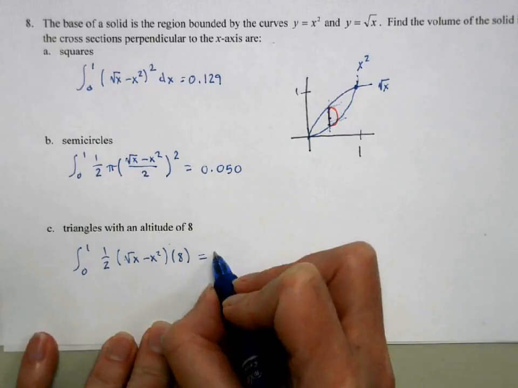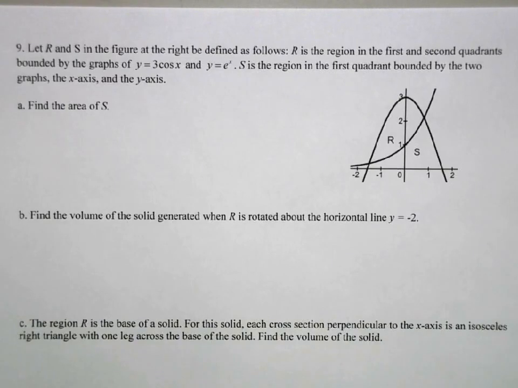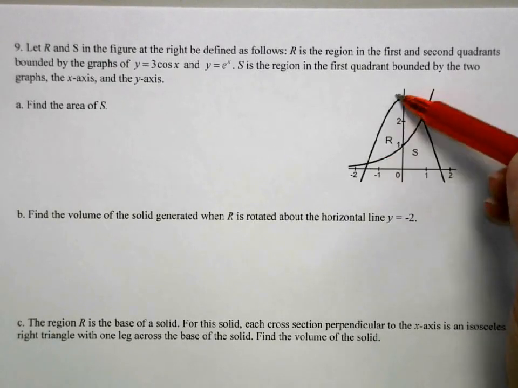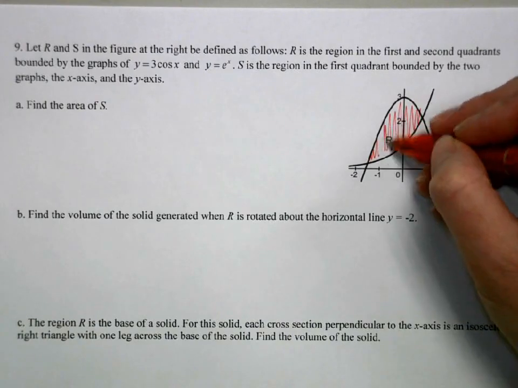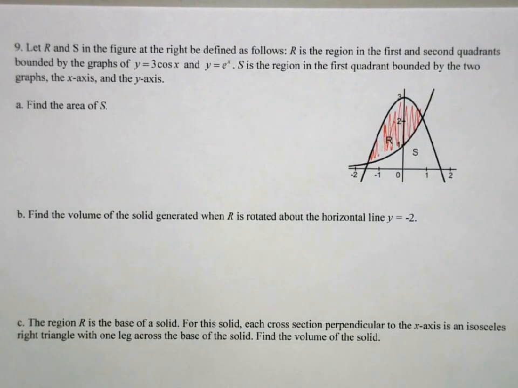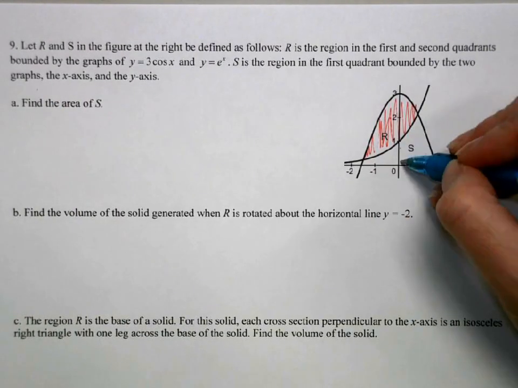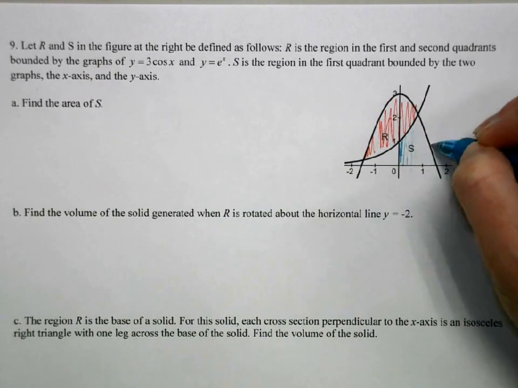Okay. Next one, let R and S in the figure to the right be defined as follows. R is the region in the first and second quadrants, bounded by the graphs of 3 cosine x and e to the x. That's R. And then S is the region in the first quadrant, bounded by the two graphs, the x-axis and the y-axis. So now it says to find the area of S, which is just this first quadrant area.